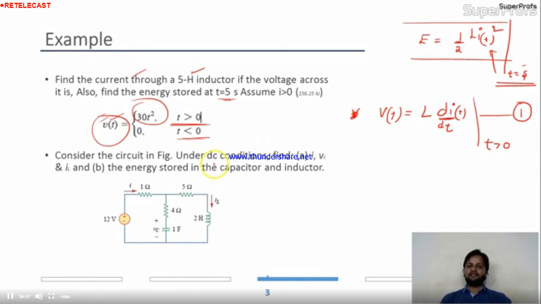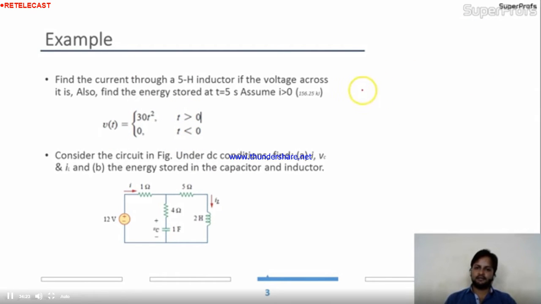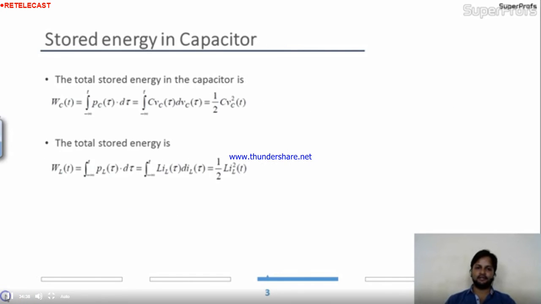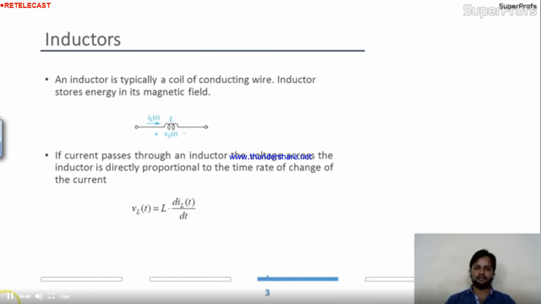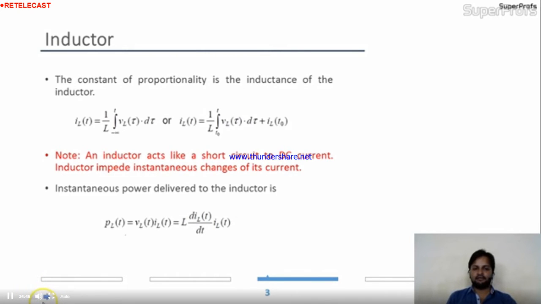Because for t less than 0, the condition is given, the v(t) for the inductor is L di by dt. V is nothing but L di by dt for the inductor, as we have seen over here. This is the relation. Right? Now, come to the question.